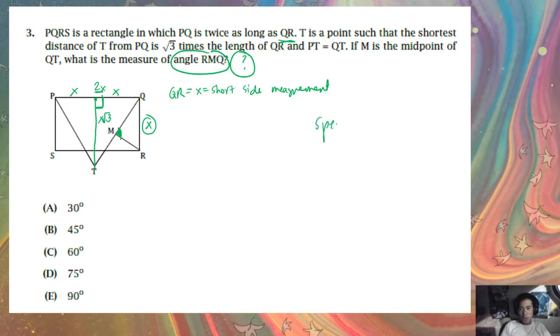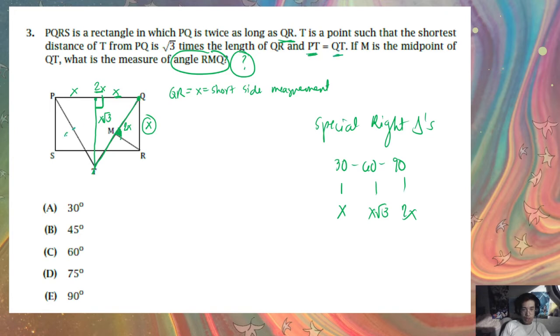If you're going to recall the formula for the special right triangles, specifically for the 30-60-90 right triangle, the formula goes like this: x, x square root of 3, and 2x. Now we know that the sides of this right triangle are x and x square root of 3. So therefore, TQ here must be 2x. And since TQ or QT is equal to BT, therefore this is also 2x.